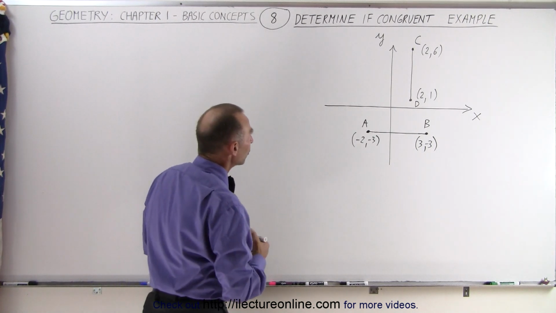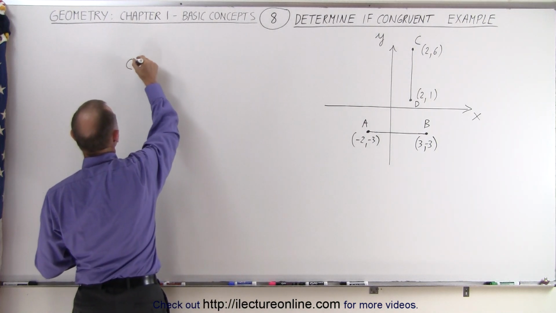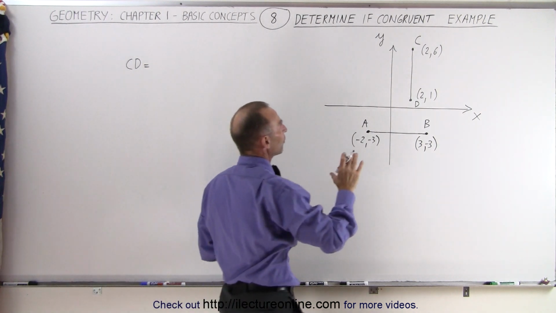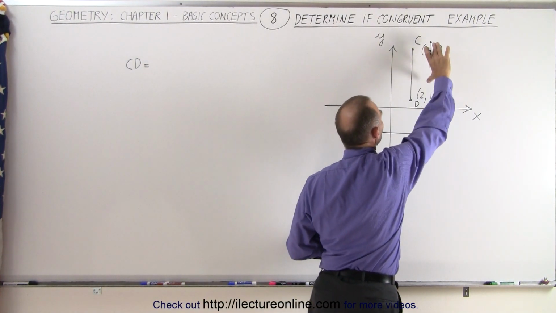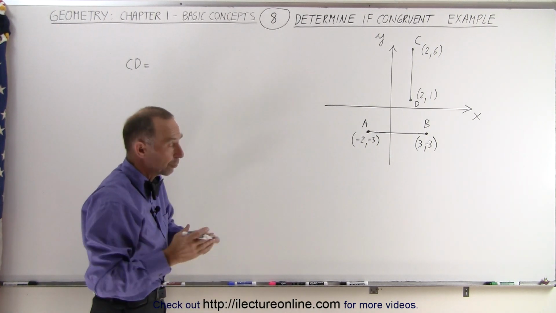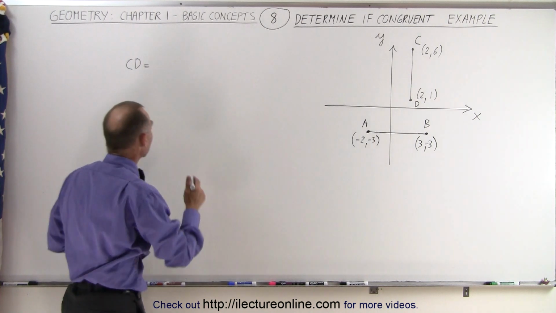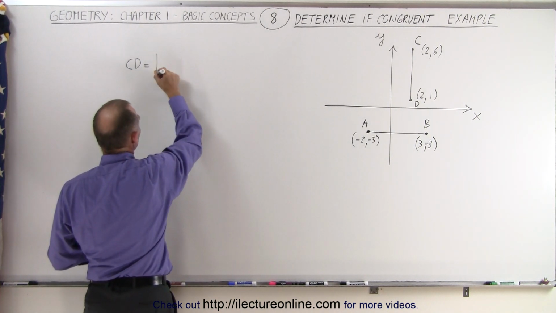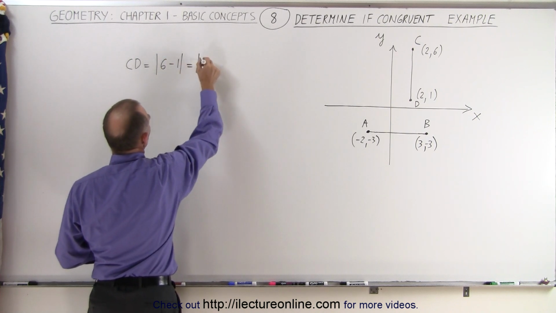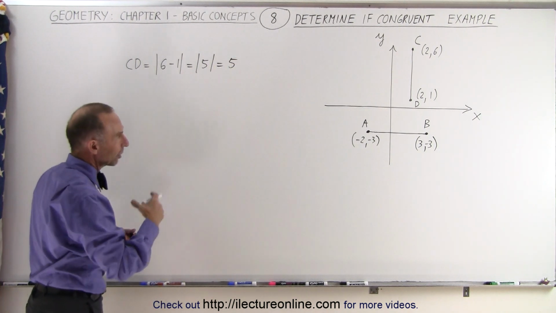So now what we want to do is determine the length of CD. The length of CD is going to be equal to the difference between the two y values here, and we're going to subtract one from the other, of course. To get the distance between those 2 points, we need to take the absolute value of that subtraction. So the absolute value of 6 minus 1, which is equal to the absolute value of 5, which is equal to 5.